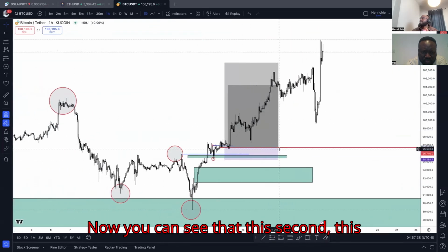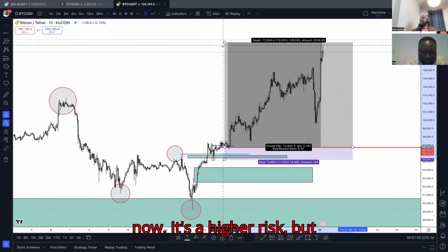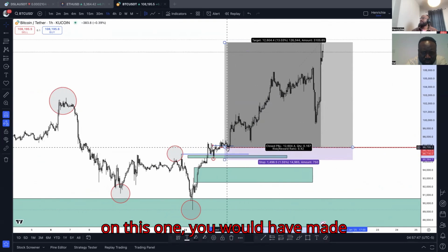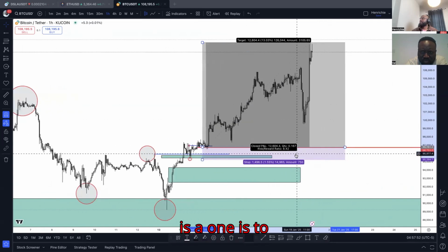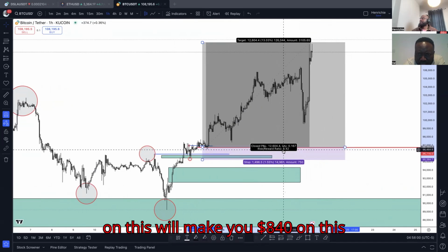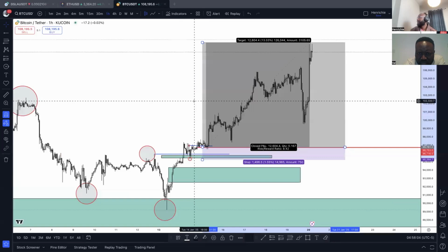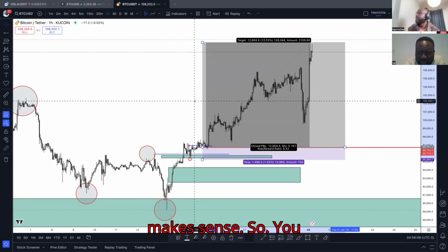Now you can see that this second opportunity is higher risk but higher reward. If you risked $100 on this one, you would have made literally $840. This is a 1:8.42. $100 risk on this will make you $840 on this second entry. Does that make sense? Yeah, it makes sense.